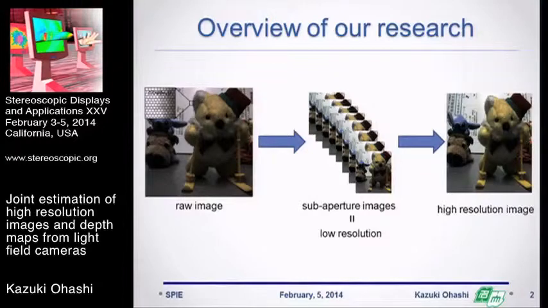First, I'm going to talk about an overview of our research. Left is a raw image captured by a light field camera. The top left of this image is a close up. As you can see here, the raw image is special. It matches with sub-aperture images. Sub-aperture images are produced from the raw images. These are low resolution. Thus, in our research, high-resolution images are produced from the multiple sub-aperture images.